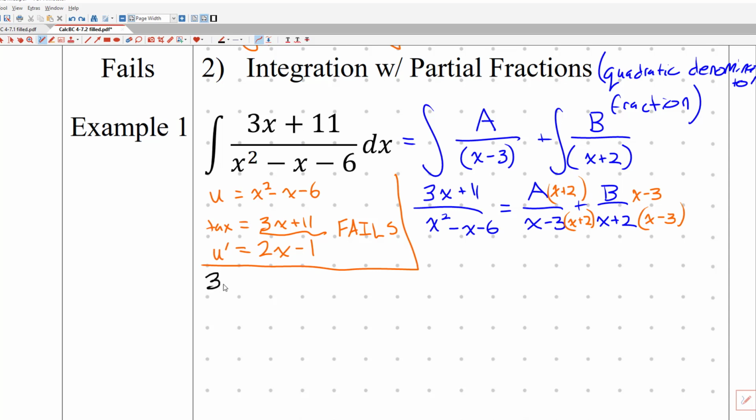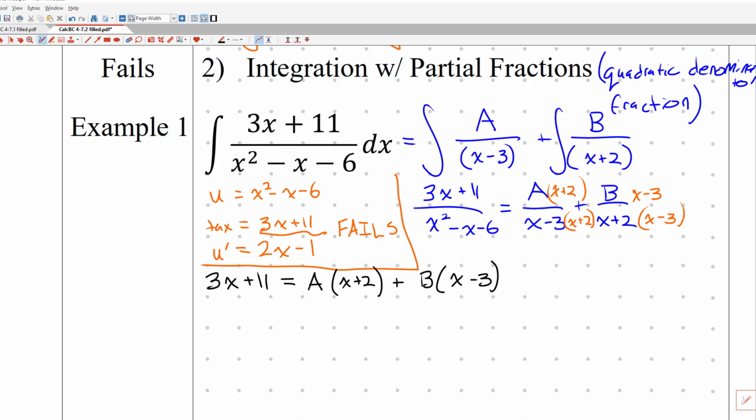I now have this 3x plus 11, our numerator from the left, and I'm going to make that equal to the numerator on the right. Again, all of this is just one fraction now since I have like denominators. I'm kind of skipping a step, but I don't think we need to show it. And this is now a times the quantity of x plus 2 plus b times the quantity of x minus 3. So from here, we need to solve, and I can choose x to be whatever I want in order to make this come out nice.